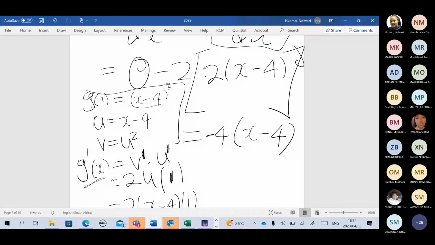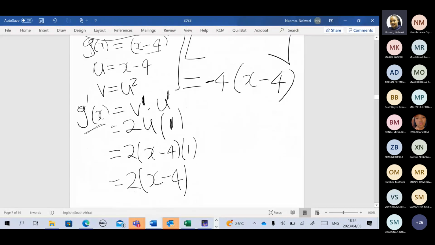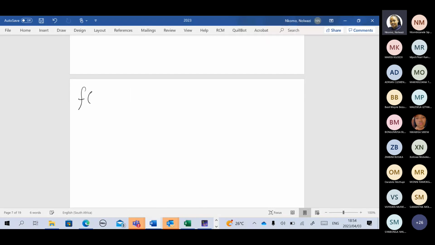All right. You have 5 minutes. Please work on this one. f of x equals 64x plus 1 over x. You need to find the stationary point and find the nature of that stationary point. Please, you have 5 minutes.